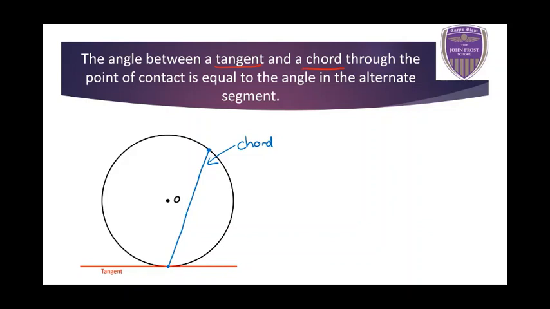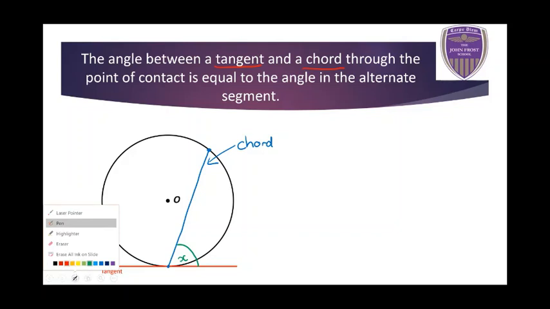So the angle between a tangent and a chord. You can see now we have an angle between the chord, which is in blue, and the tangent in red. So let's call this angle x. Now, the angle between the tangent and the chord through the point of contact is equal to the angle in the alternate segment. So this is where the wording gets a bit tricky, but bear with it.